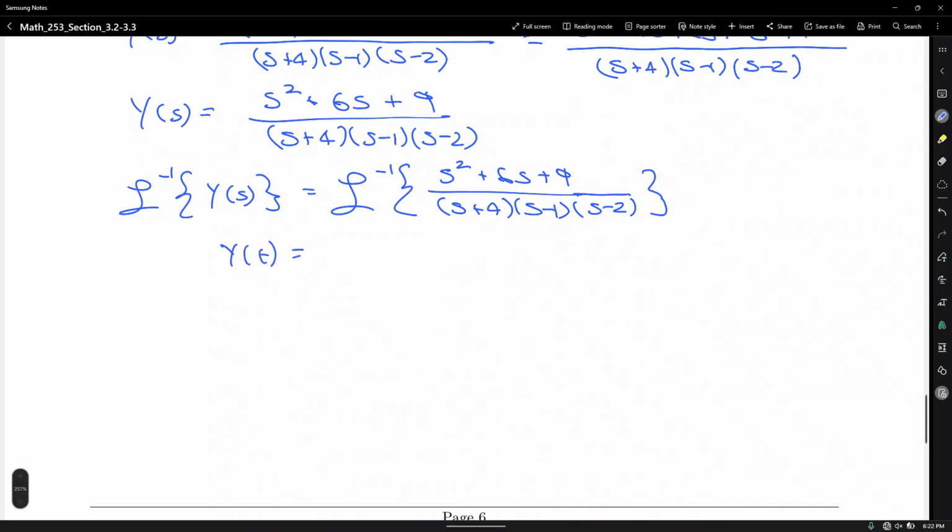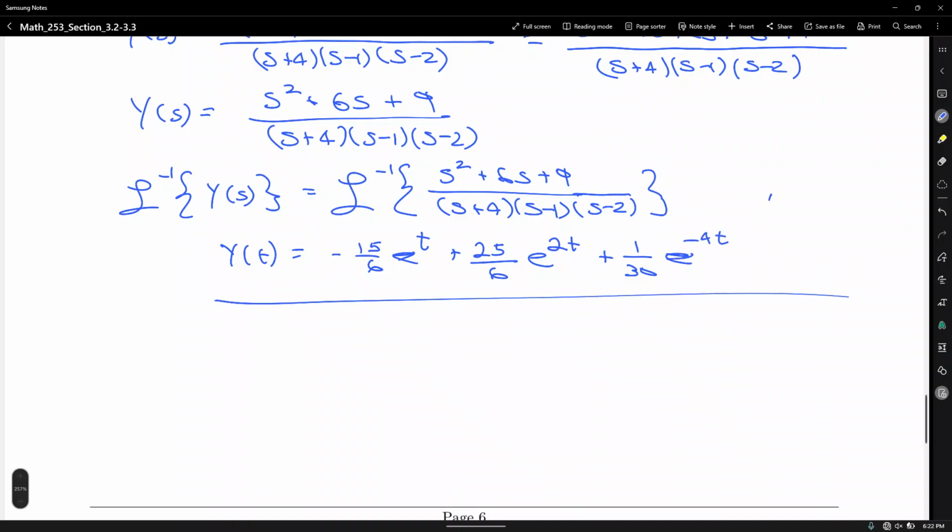The inverse transform of y of s is y of t. Finally, the solution: negative 15 over 6 e to the t plus 25 over 6 e to the 2t plus 1 over 30 e to the negative 4t. Final answer.